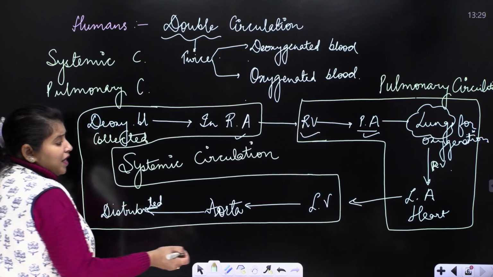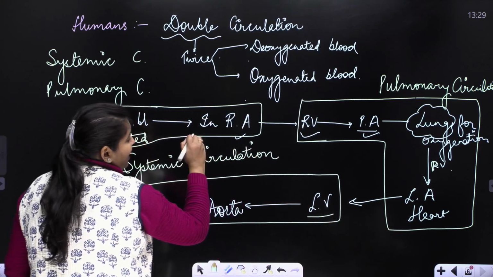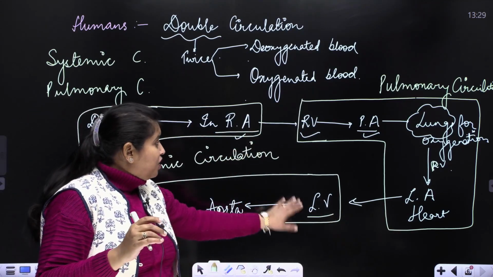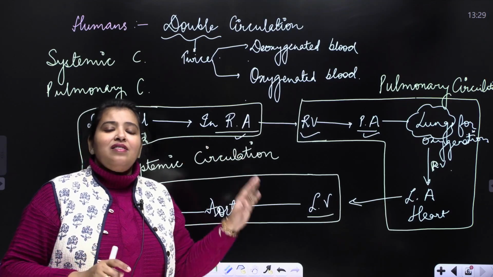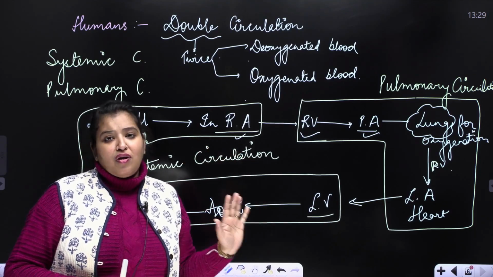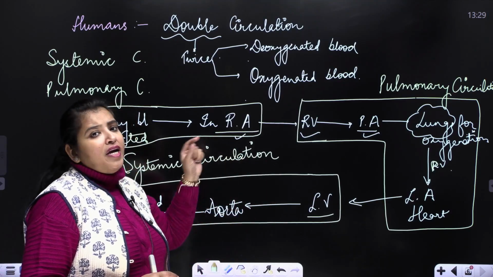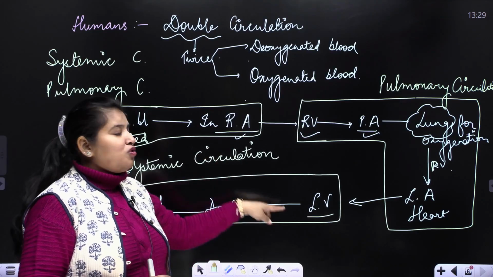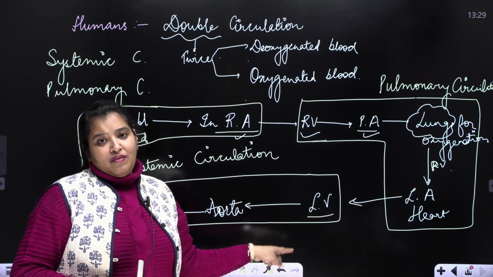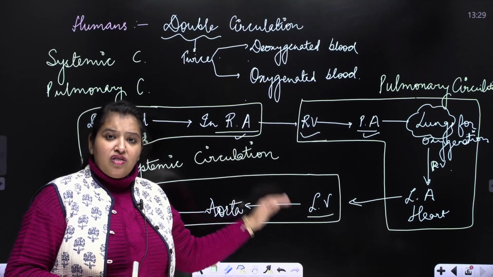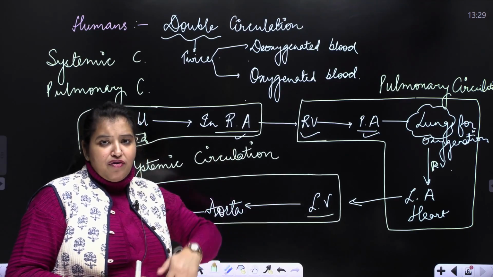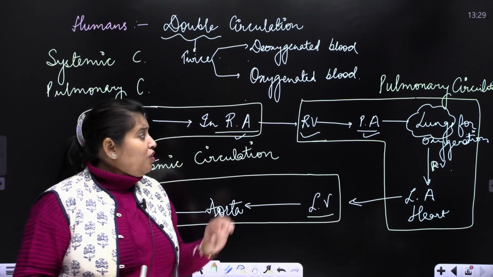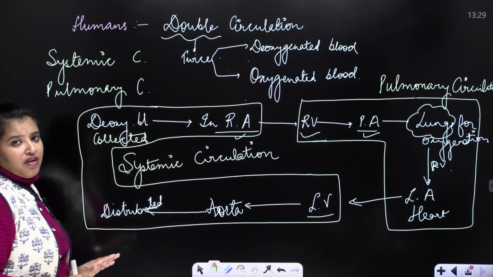It begins from the left ventricle and ends in the right auricle. That means the passage of blood from the left ventricle to the right auricle is the systemic circulation. Please mind it, we cannot write it the other way around. We cannot write the passage of blood from right auricle to left ventricle. If you write that, it will be wrong. So systemic circulation will always start from the left ventricle and end up in the right auricle.